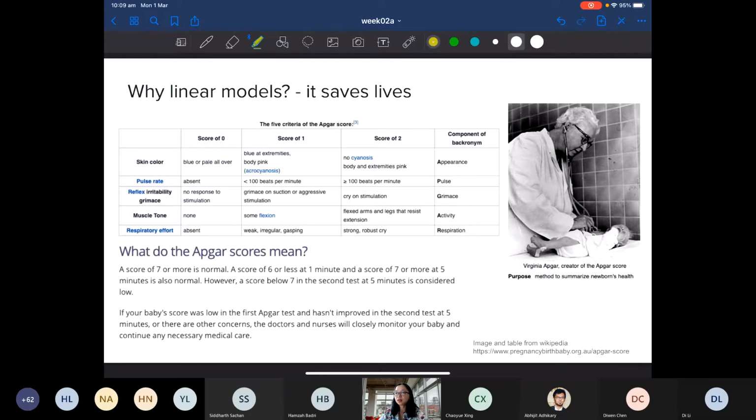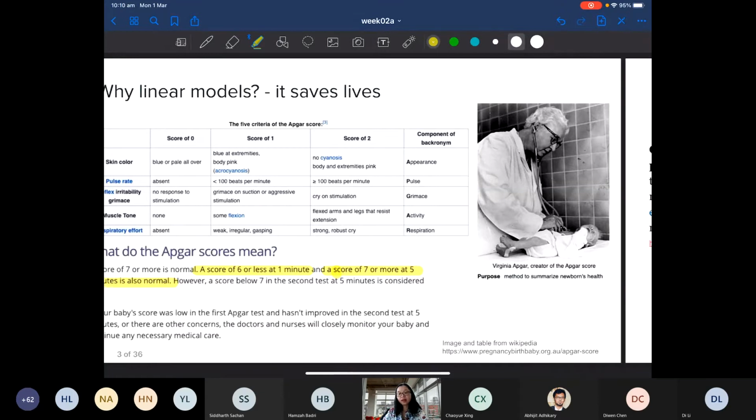The reason for this is, it will be quick for medical professionals to map these physiological features to like 3 sets of scores. These are distinct scores. And then it's very quick for people to add them up, right? So a score of 6 or less at 1 minute after birth, or a score of 7 or more at 5 minutes is normal. Otherwise, more attention is needed. So this is great.